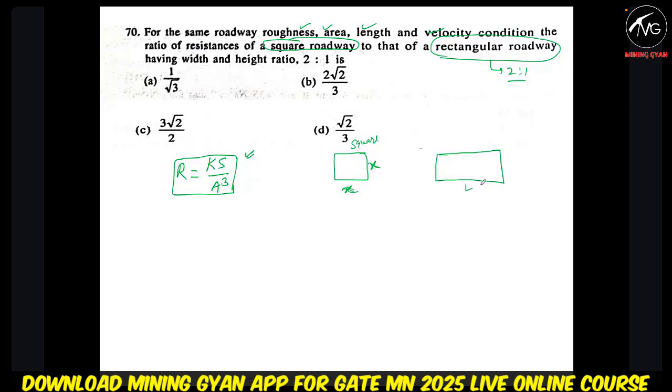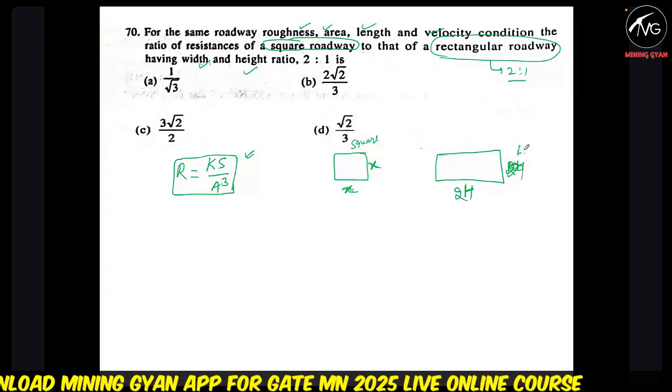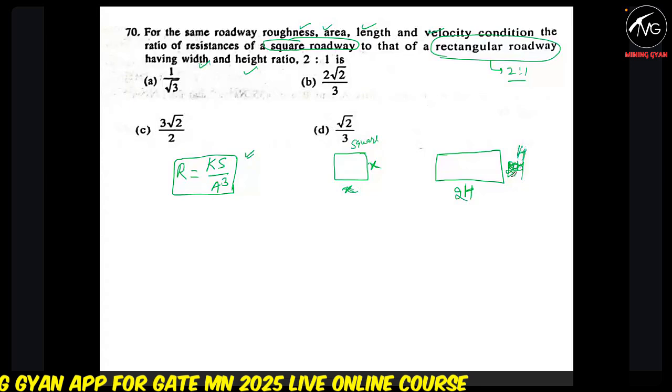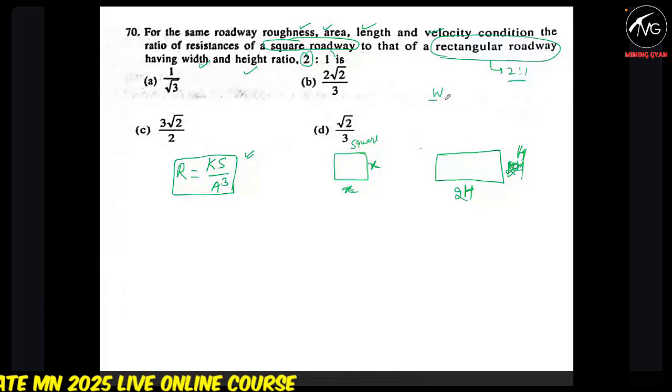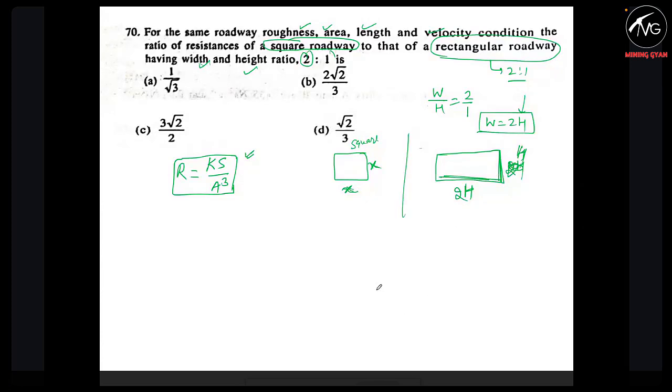So suppose the width and height ratio is 2:1. So suppose if you are taking h, you can consider it 2h. Width and height. So width will be 2h and it will be height. Width is twice. कैसे लिखोगे? Width divided by height is 2:1. That means width will be 2h. If you are considering height h, then width will be 2h. ठीक है? So these are the two paths.